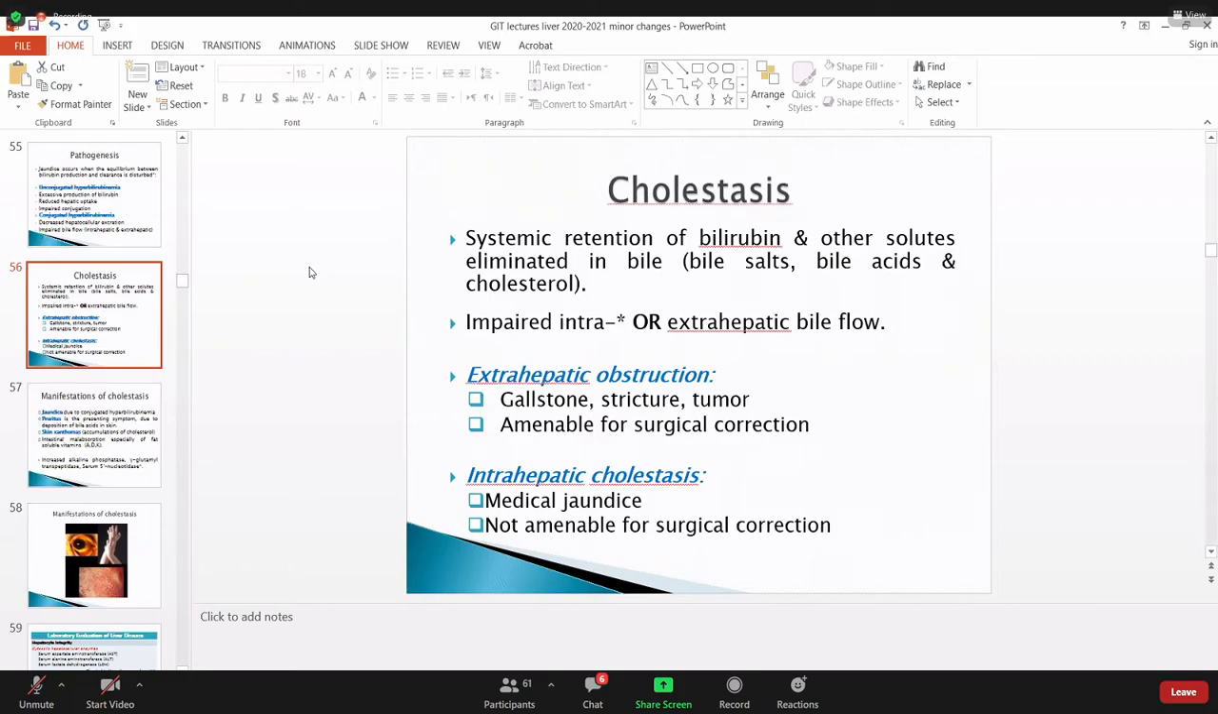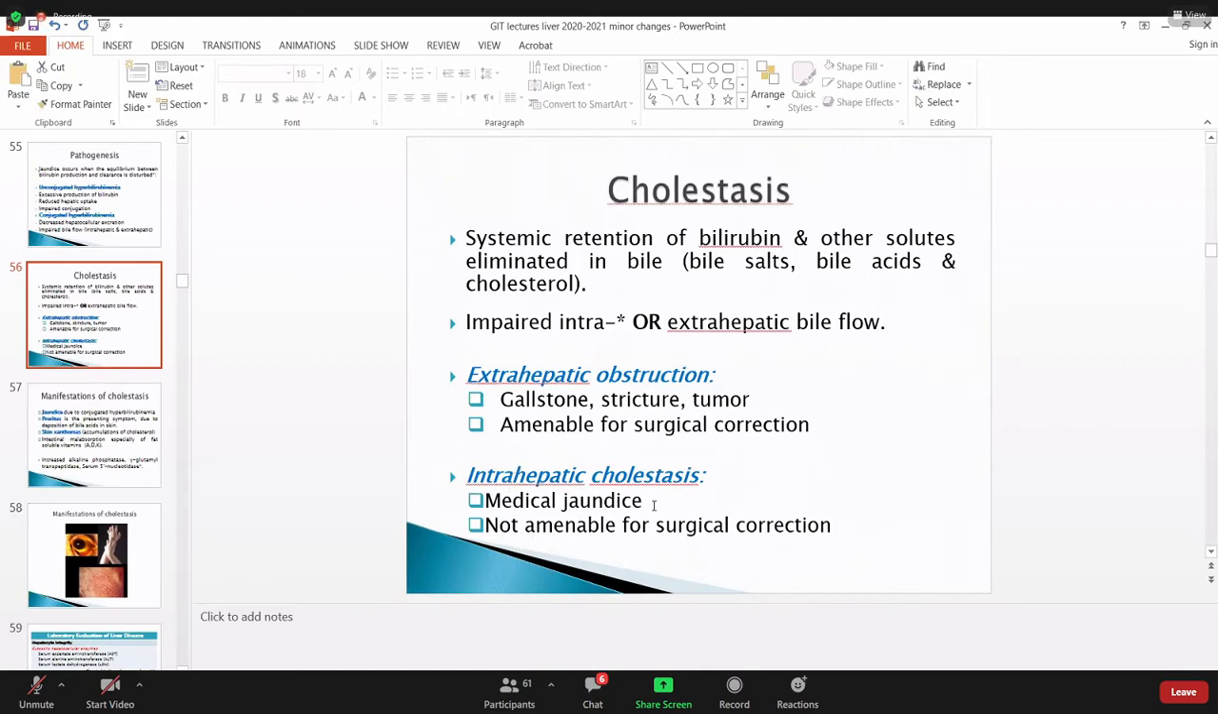Cholestasis is due to obstruction of the liver outflow. It is either extrahepatic obstruction due to gallstones, strictures or tumors, which is amenable to surgical correction. When there is a gallstone impacted in the bile duct, it can be removed. The stricture or the tumor can be excised. Or intrahepatic cholestasis, medical jaundice, not amenable to surgical correction.